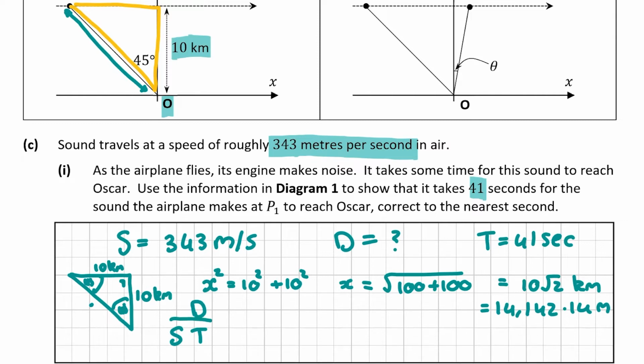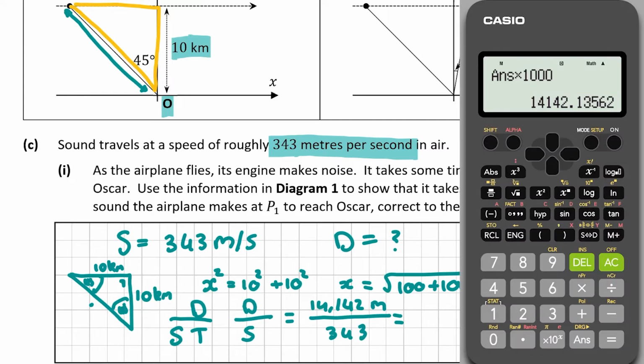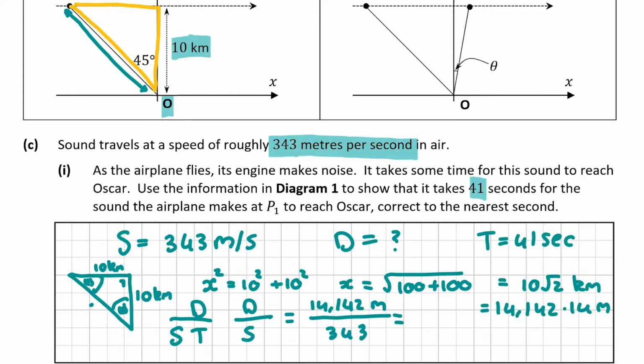So we cover time and we're left with distance over speed. So the distance here we know is 14,142.14 meters. I'm just going to leave it in meters here. Divided by the speed, and the speed is 343 meters per second, and we should come up with an answer of 41 seconds here. So divided by 343 meters, and alas, we're left with 41 seconds. So we have proved that it takes 41 seconds for the sound the airplane makes at P1 to reach Oscar.